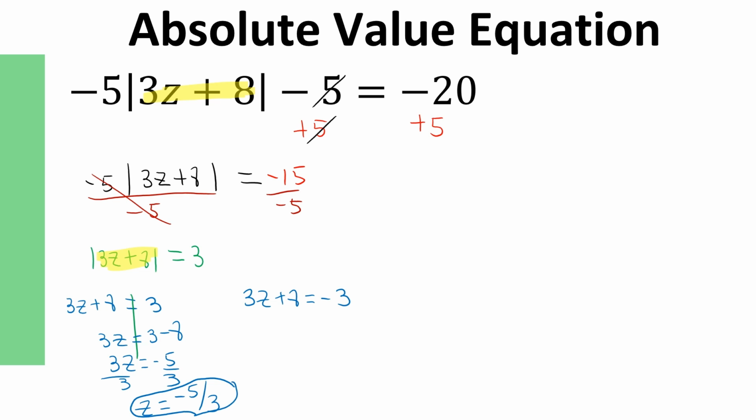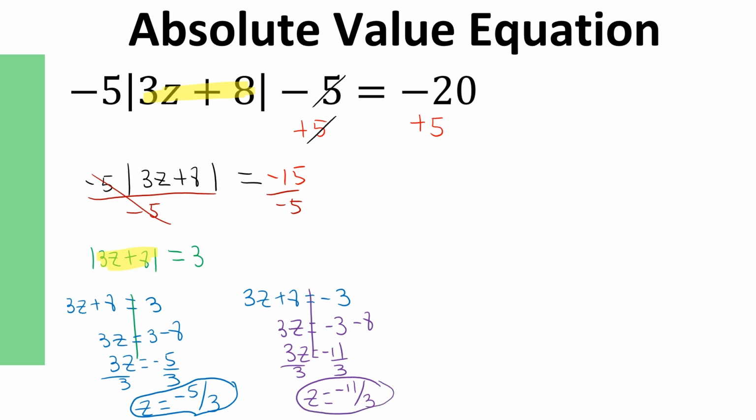And for our second equation, again, I'm going to solve for z. So this time, same thing. We're going to subtract 8 on both sides. But this time, it will be negative 3 minus 8. So that will give us negative 11, divided by 3. So therefore, z is going to equal negative 11 over 3.